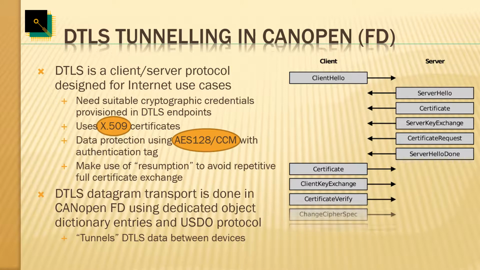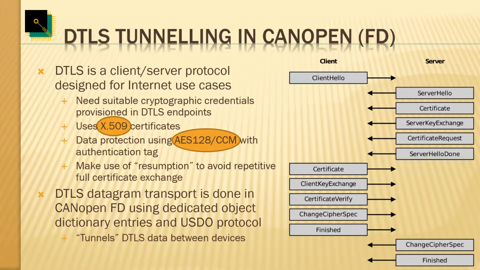In the end, it comes down to taking these telegrams and the client-server handshake between TLS partners and communicating this on CANopen FD using the universal service data objects. So this is like service data that tunnels the TLS data between the devices.